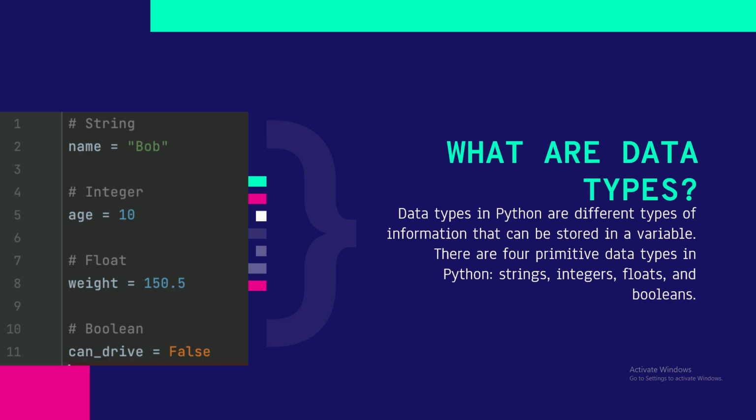Further, we have floats. As you can see, 150.5 is assigned to weight. And finally, we have booleans, where false is assigned to can drive. Booleans are used to store 2 values, true or false.